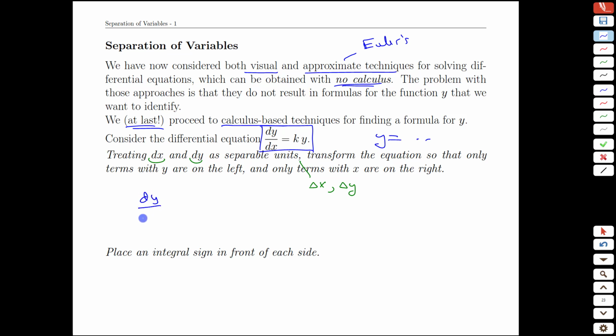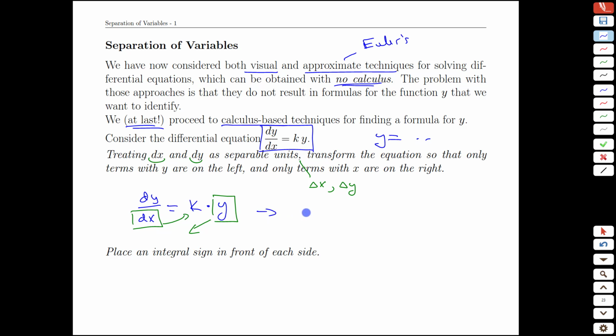We start with dy/dx equals k times y. And our goal is, as it says in the title here, to separate the variables. We're going to take this dx here, and we'll bring it up to the other side. We'll take this y, and we'll move it down to the other side. And the k we could move or keep, it doesn't matter. Usually it's easier just to leave things where they are if they don't need to be disturbed. So here, we'd end up with 1 over y, bring the y down, dy equals k times dx.